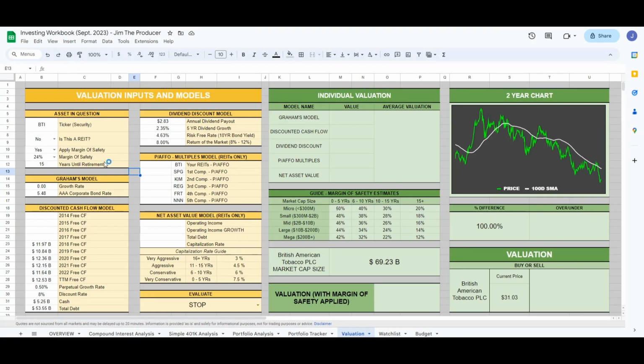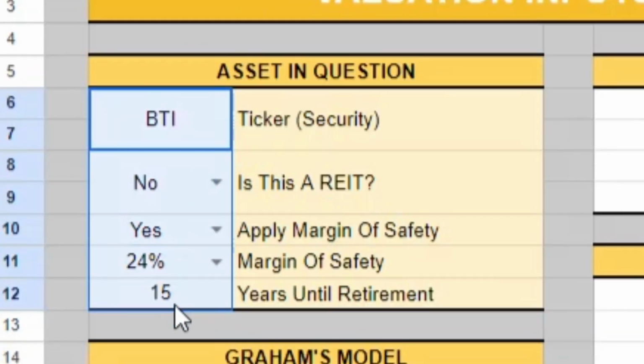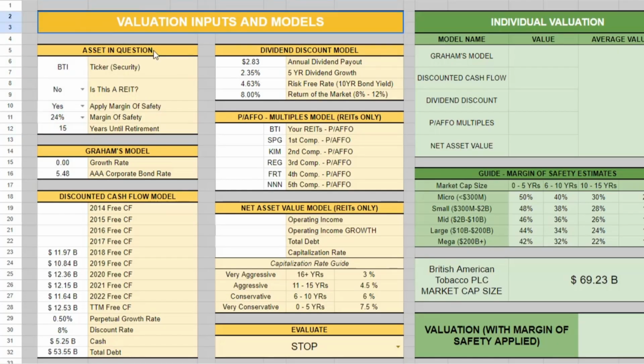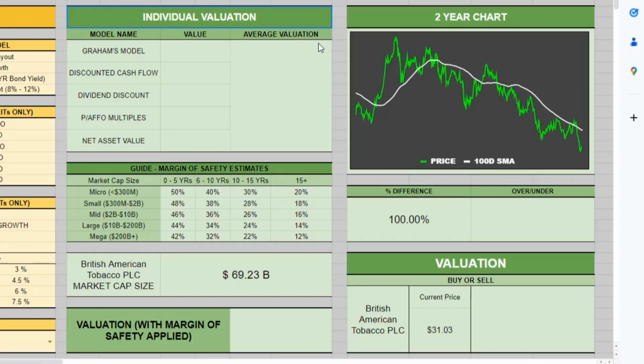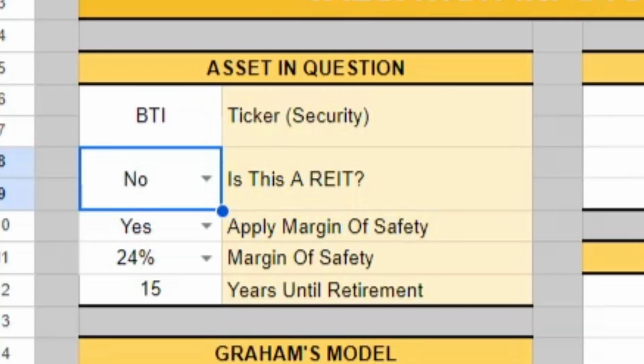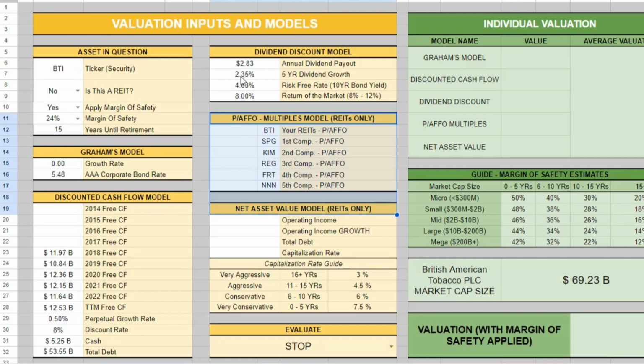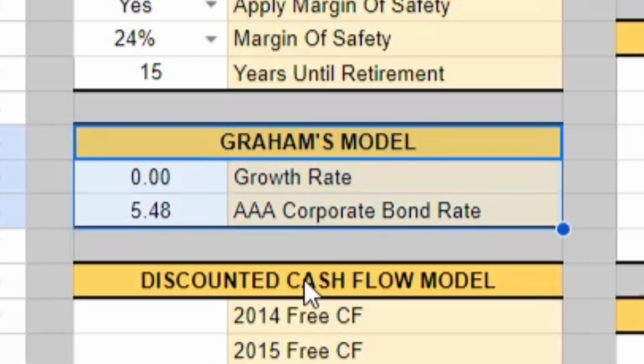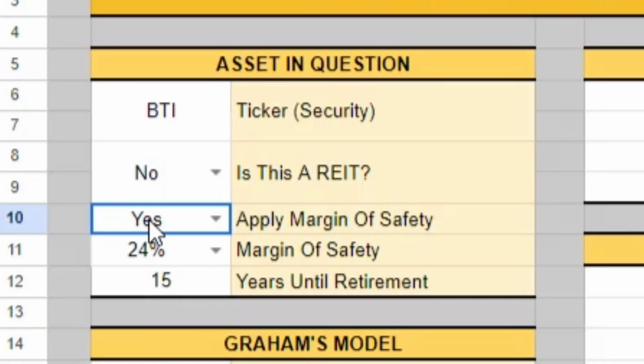Coming back over to the valuation tab, just answering these questions right here. All the inputs are in the yellow and all the outputs are in the green. BTI is currently sitting at $31.03. Is this a REIT? No. If it is a REIT, we would use these valuation models, but it's not. So we're just going to use the Graham's model, the DCF model, and the dividend discount model. Apply a margin of safety? We're going to click yes.